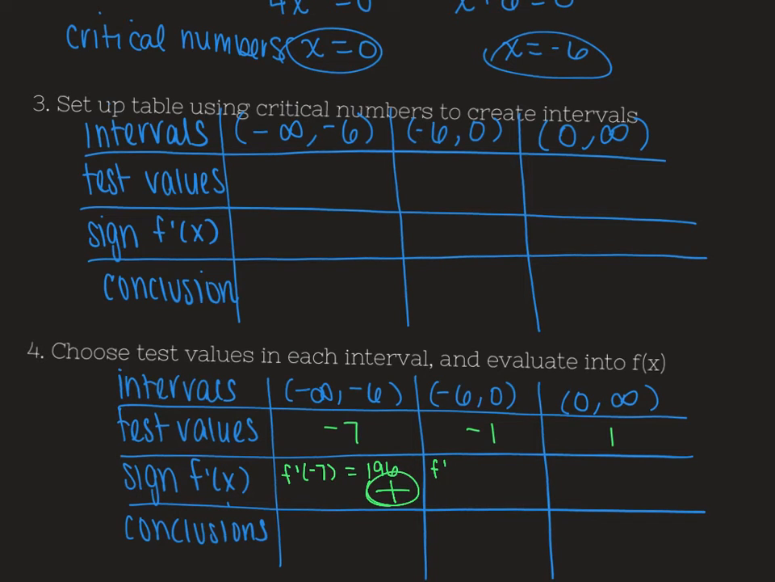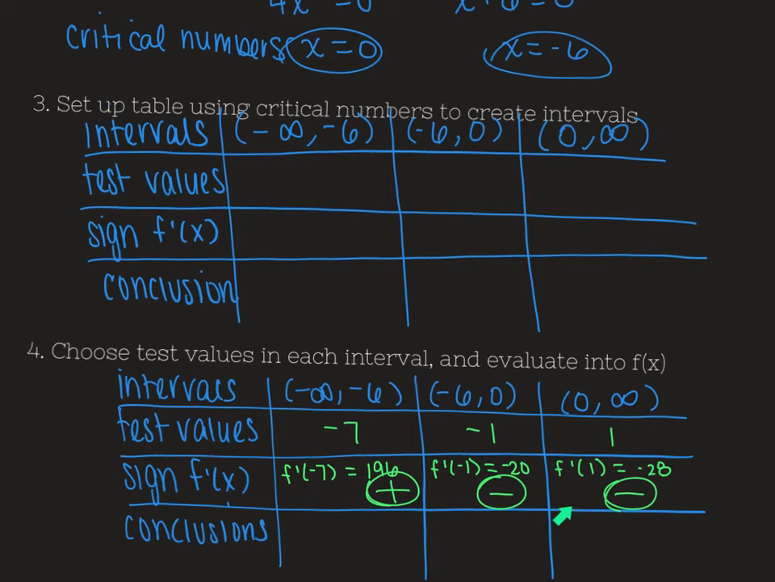Same thing over here. You're going to take your derivative, plug in negative 1, evaluate, and you're going to get a negative 20. So again, you don't care about the number. You just care about the sign. It was negative. And then our last one, we're going to find f prime of 1. When you plug that one in, you also get a negative 28. And that means that you have another negative.